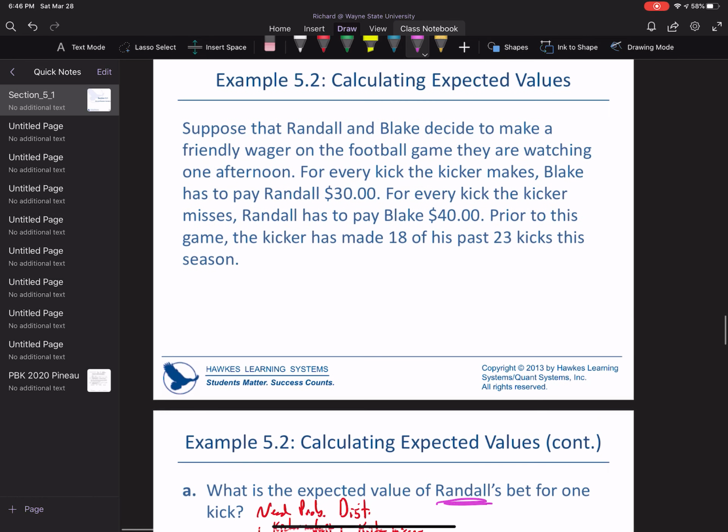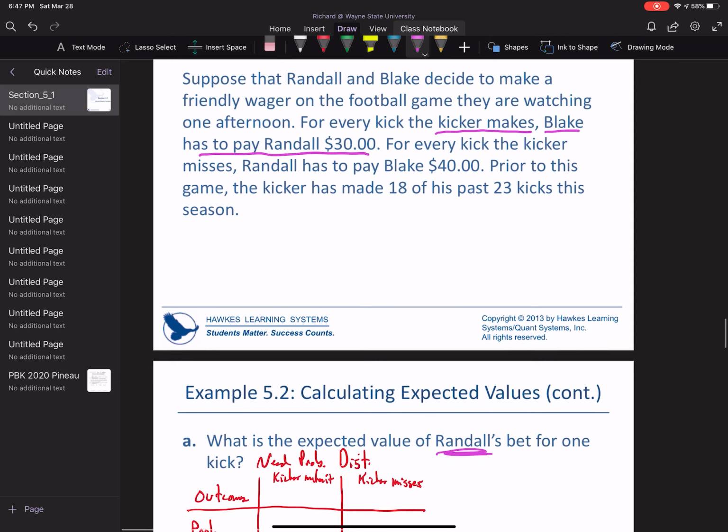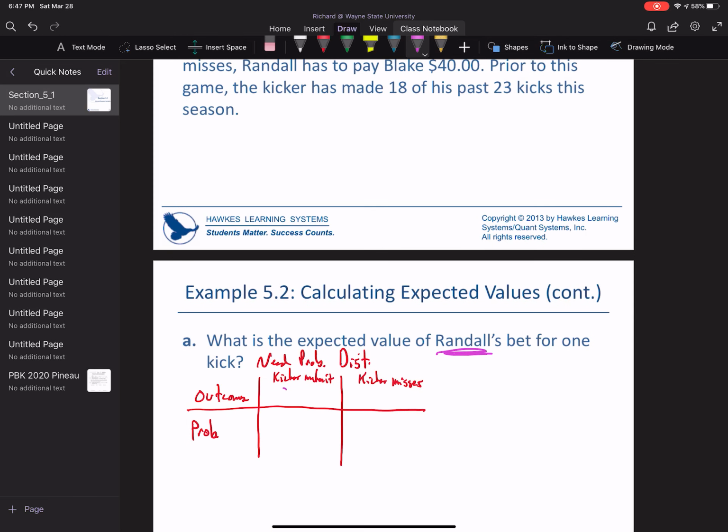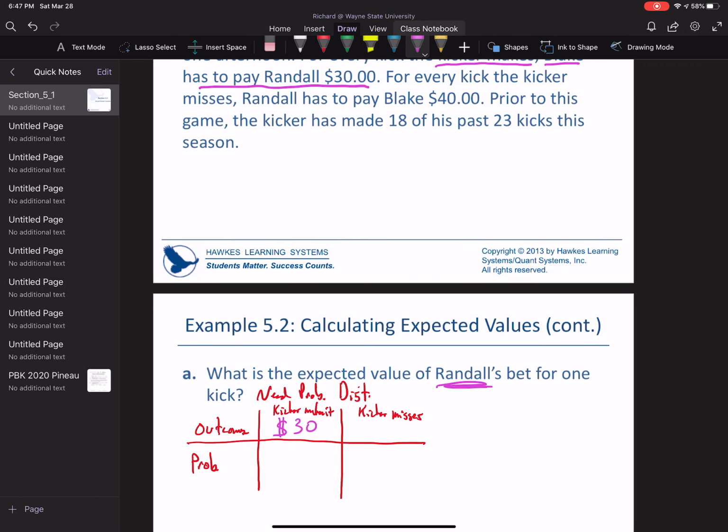Well, I got to read the problem again. It says, for every kick the kicker makes, Blake has to pay Randall $30. So that means Randall is getting $30. Now, what happens when the kicker misses it? Well, it says when the kicker misses, Randall's got to pay Blake. So that's a loss for Randall, isn't it? So that's a negative $40. Hopefully that makes sense.